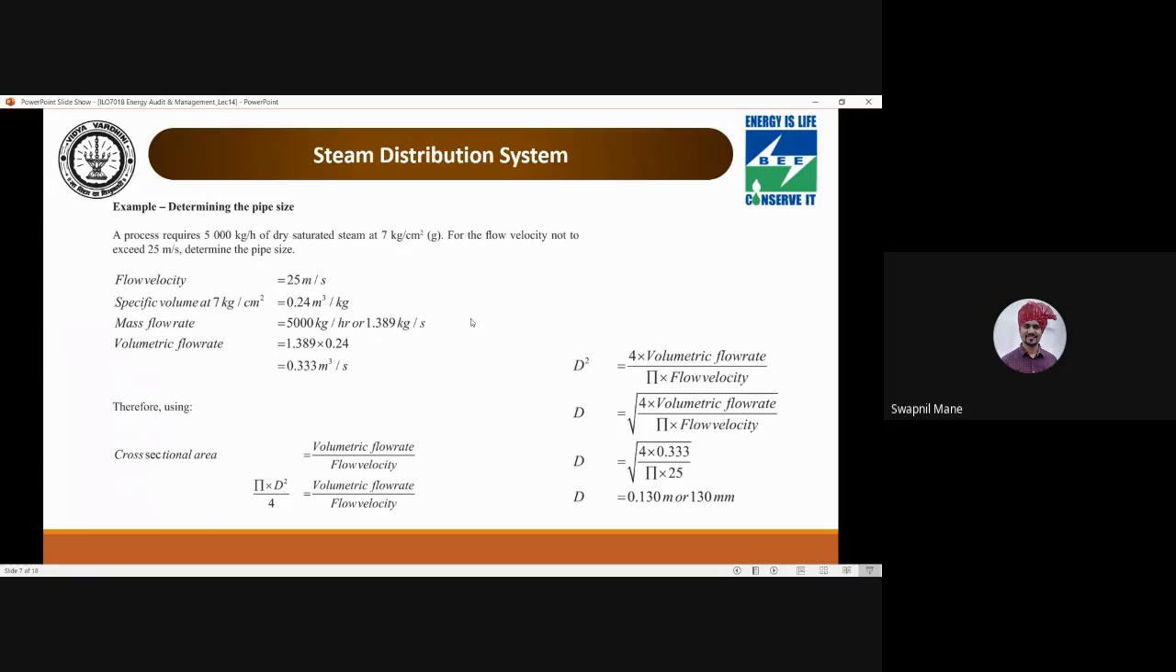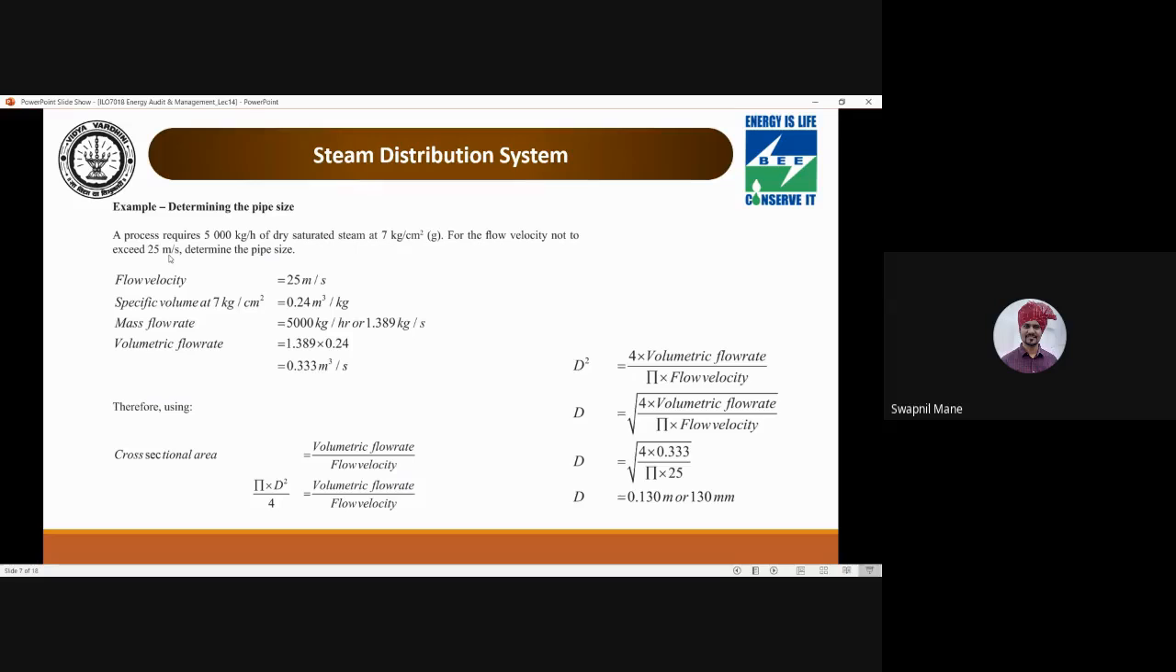Okay, so you see, a process requires 5000 kg per hour. This is the quantity of dry saturated steam. This is the quality, at 7 kg per centimeter square. So the quantity and quality of the steam are given. The flow velocity is not to exceed 25 meter per second. That means the velocity of the steam is fixed at 25 meter per second. Determine the pipe size. How to go about such a problem? A very important problem. Most of the time it is used. It is asked in the final year exam.